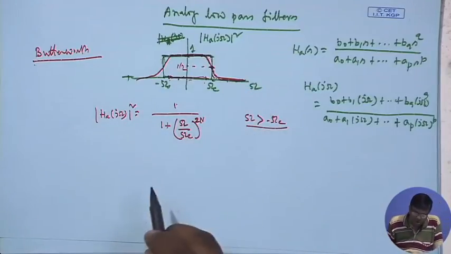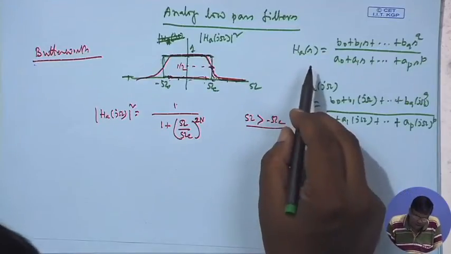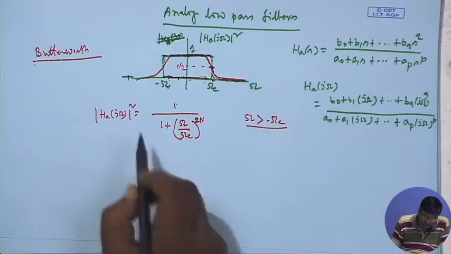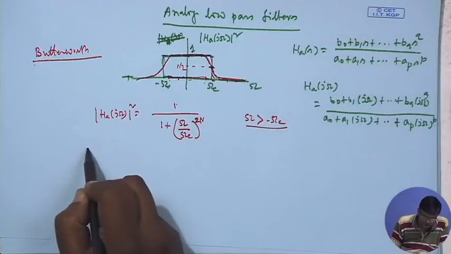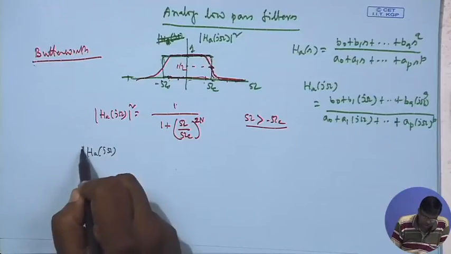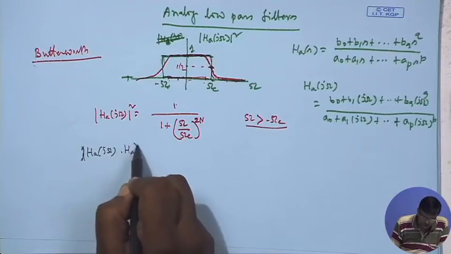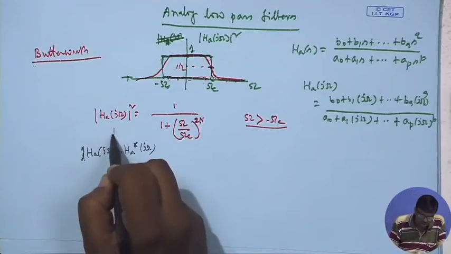For this, we see certain things. This is mod H(j omega) squared, that means H_a(j omega) into H_a star (j omega), right. Mod z squared is z into z star, this is equal to this.